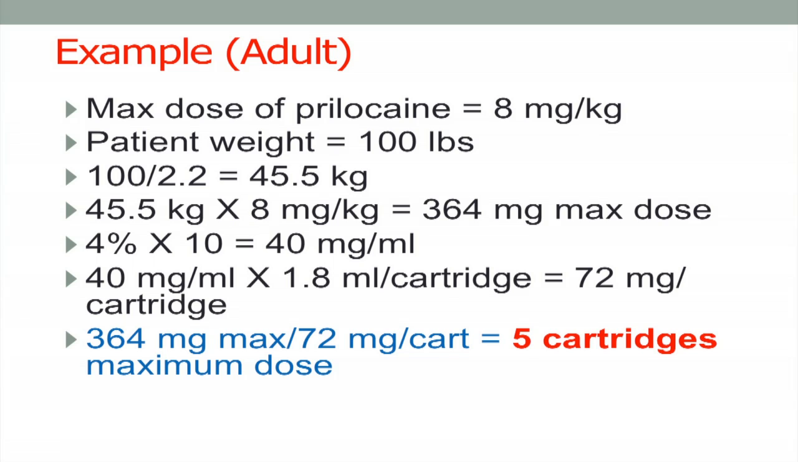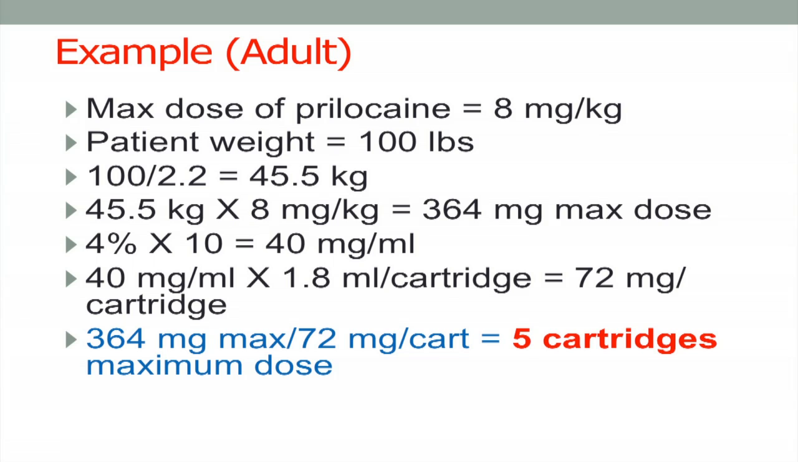Knowing that percent times 10 equals milligrams per milliliter, we know that a 4% local anesthetic concentration is equivalent to 40 milligrams per milliliter. Multiplying that times 1.8 milliliters per cartridge, we find that there is 72 milligrams in each cartridge. Finally, dividing the total maximum allowable dose of 364 milligrams by 72 milligrams per cartridge, you can see that 5 cartridges would be the maximum dose of 4% prilocaine in this particular patient.